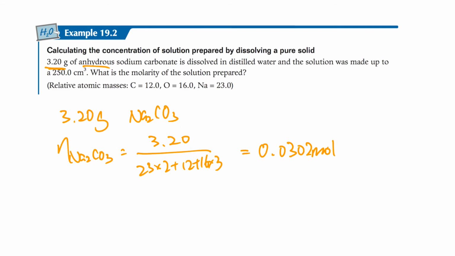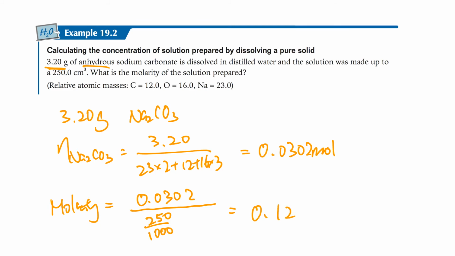And afterward, the molarity will equal 0.0302 over 250 over 1000. Remember to use dm³. So this is 0.0302 divided by 0.25, which equals 0.121 molar. So that is how we do it.